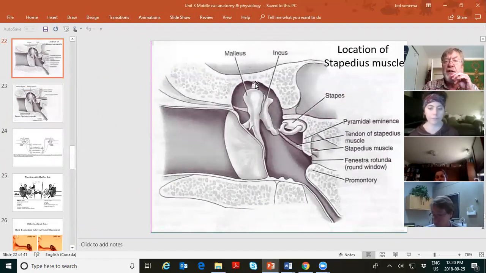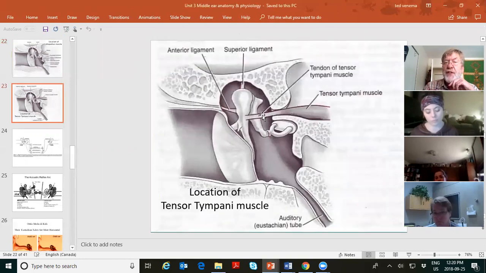Don't worry about these guys. These are just ligaments. These are ligaments holding the ossicular chain in place. This is the stapedius muscle, and this is the tensor tympani muscle. The tensor tympani muscle is the weaker of the two muscles, even though it's the larger.